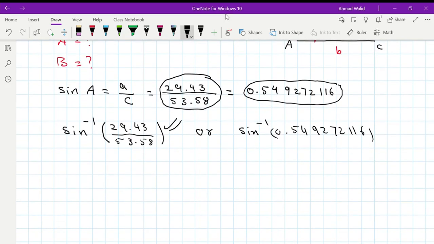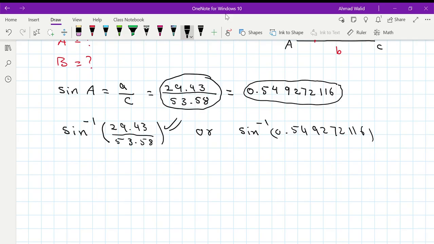Okay, anyway. Now, what you do in your calculator, you push the inverse sine button and you enter your value, which is 29.43 divided by 53.58.